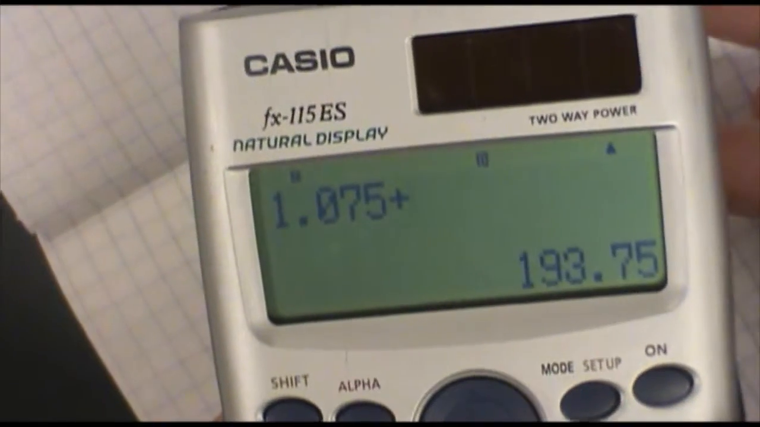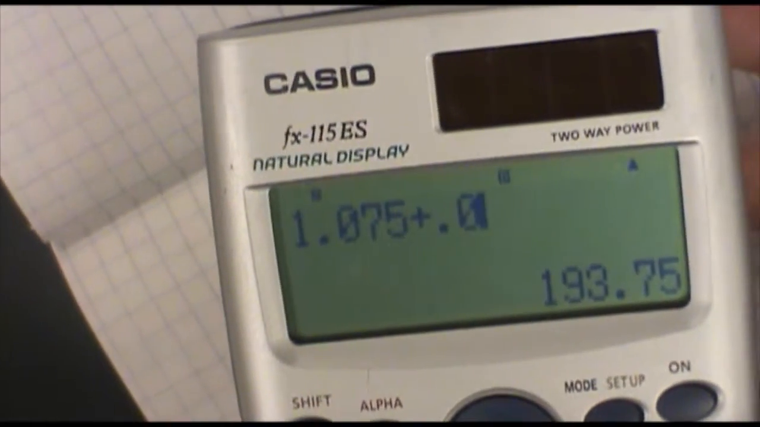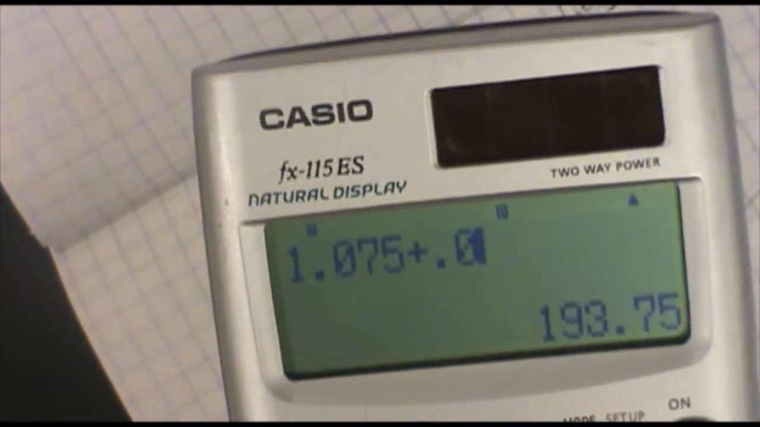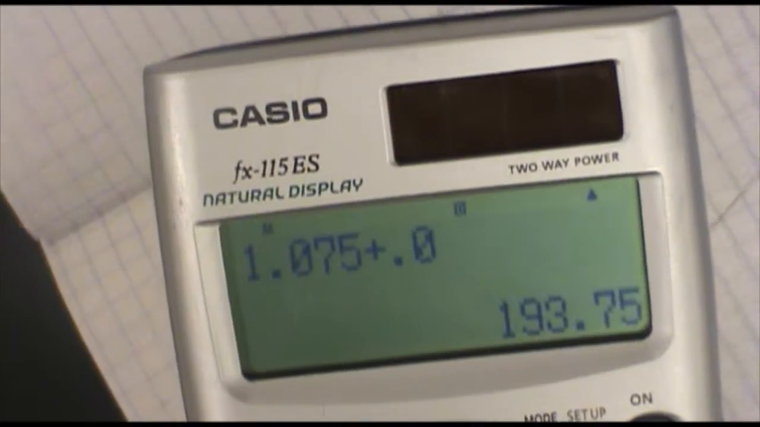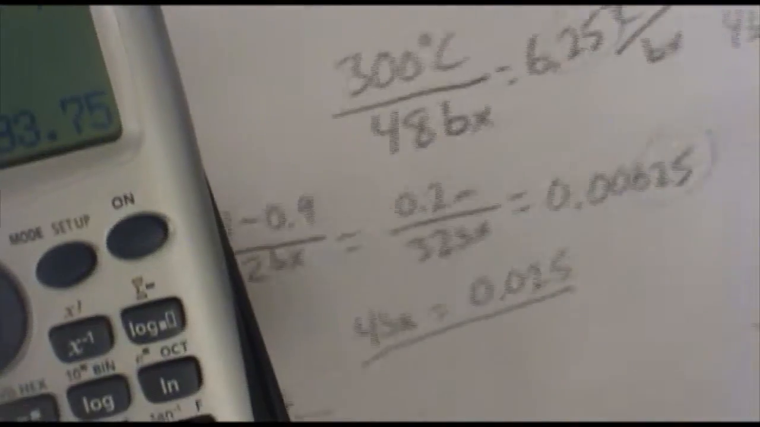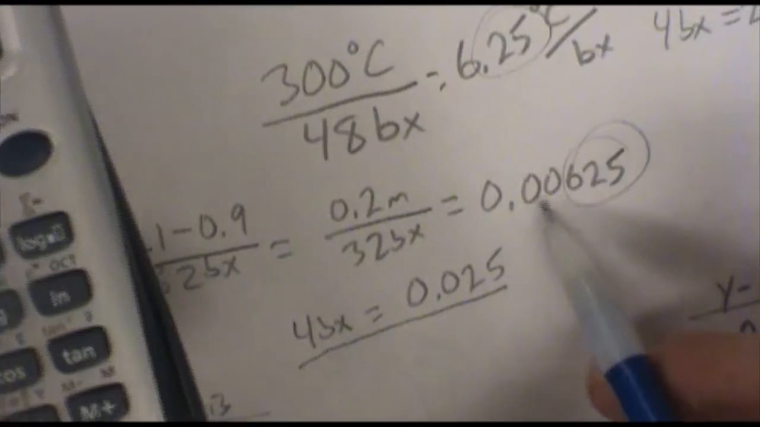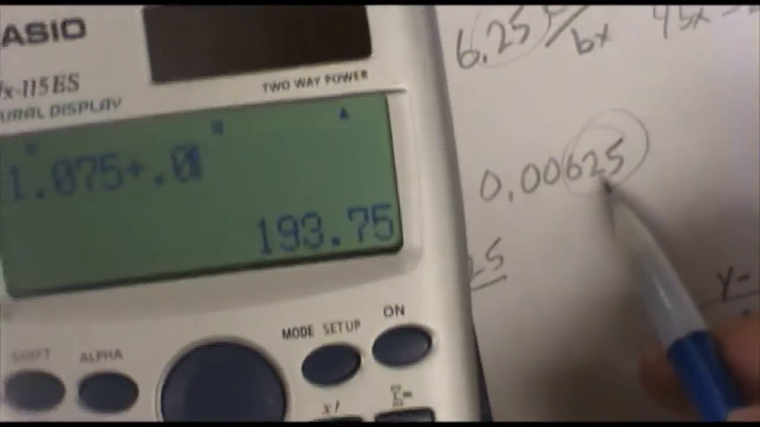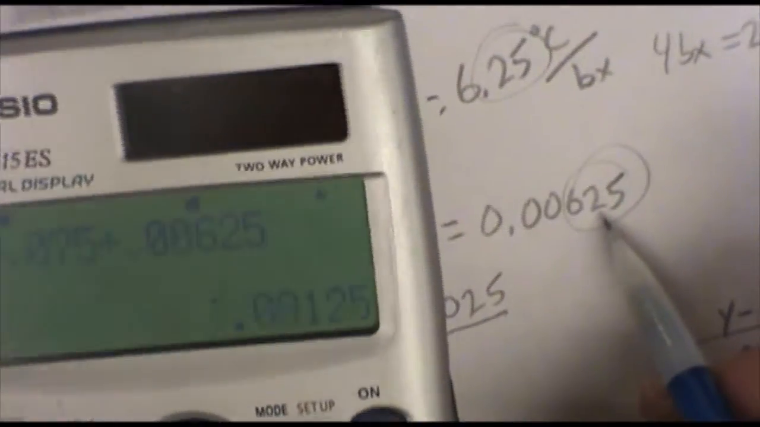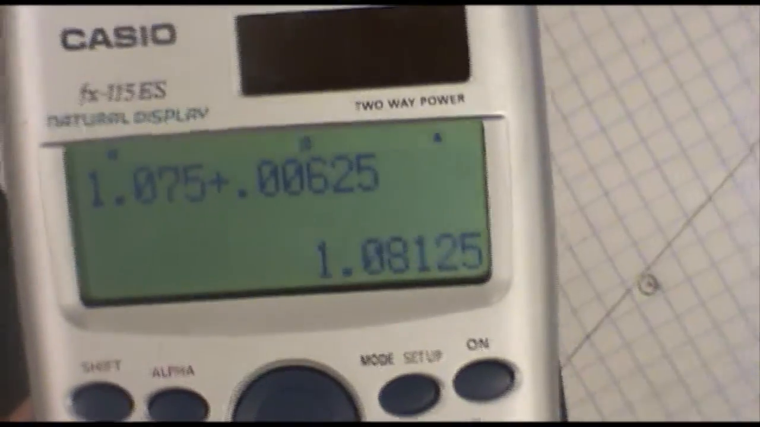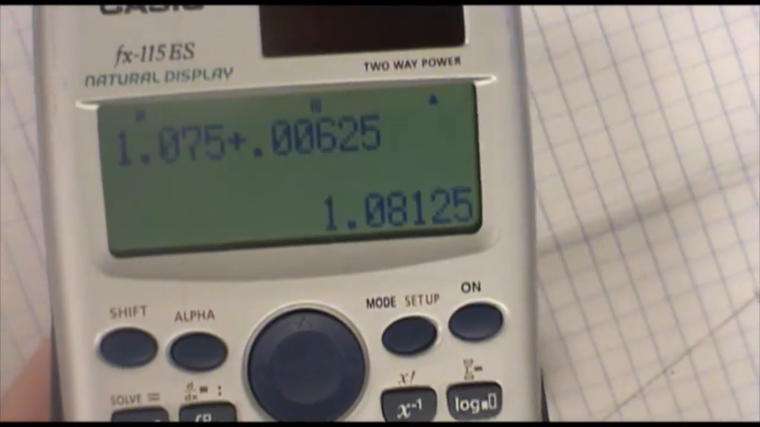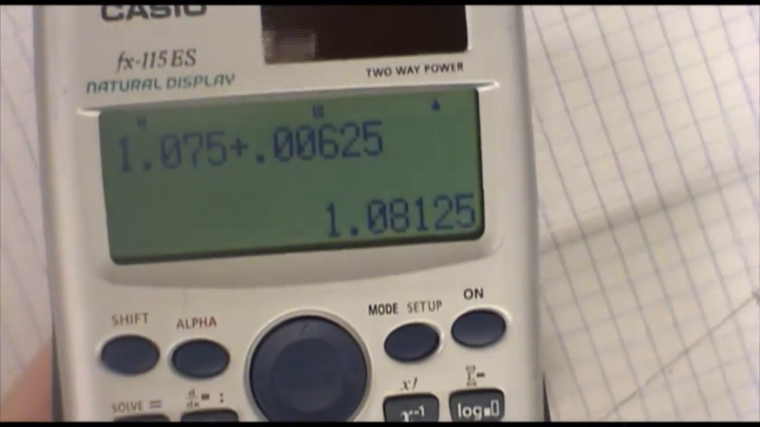I know that one box is worth, I wrote this down, it's here. On the y-axis, one box is 0.00625. So I know that the value, my y value at that point, is 1.08125. I'm not going to round that off yet. I'll round later.